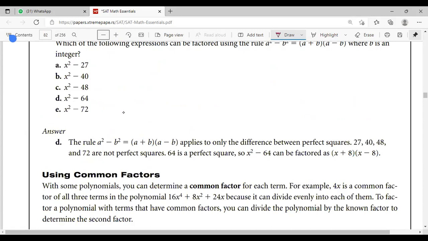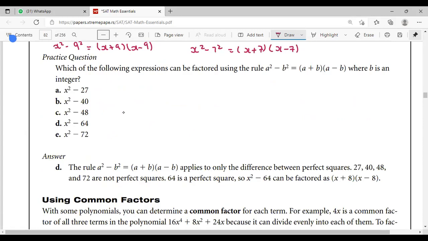Is it clear, Ishal? I cannot hear you. Yeah, it's clear. Okay.